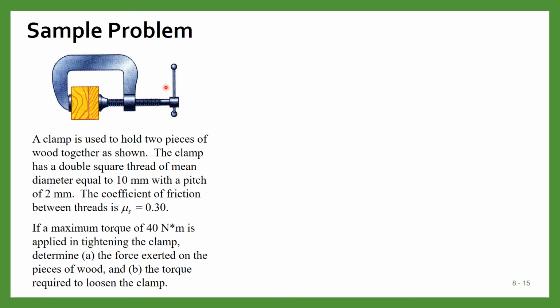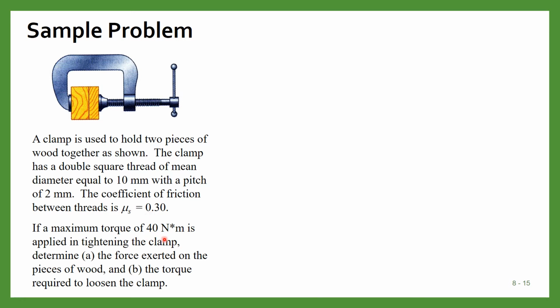Now we will solve this problem related to square threaded screws. As you can see in this figure, a clamp is used to hold two pieces of wood together. These are the two pieces of wood as shown, and this is the clamp, and this clamp has a double square thread of mean diameter 10 millimeter, and the pitch of this thread is 2 millimeter. The coefficient of friction between threads is 0.3.